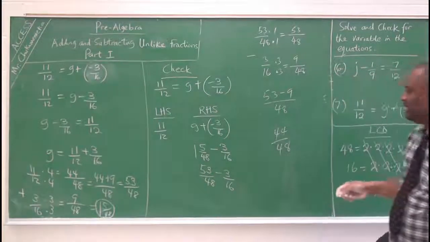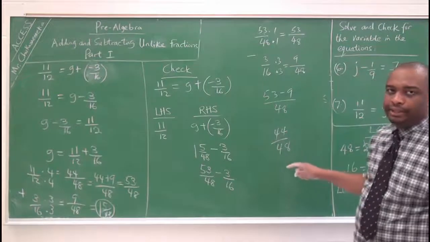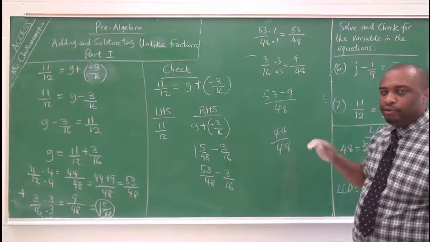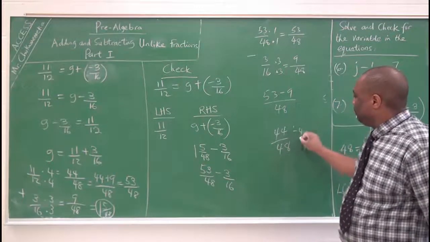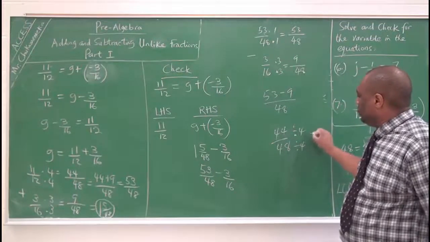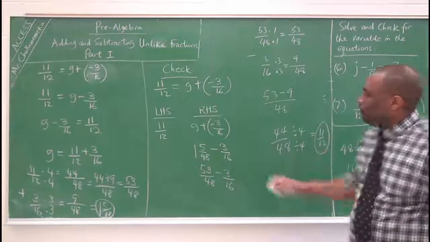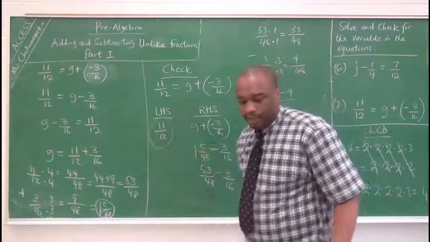What's the GCF of 44 and 48? The greatest common factor is 4. 44 divided by 4, whatever you do to the numerator, you also do to the denominator. That gives you 11 out of 12. So you have 11 out of 12 on your right, 11 out of 12 on your left.